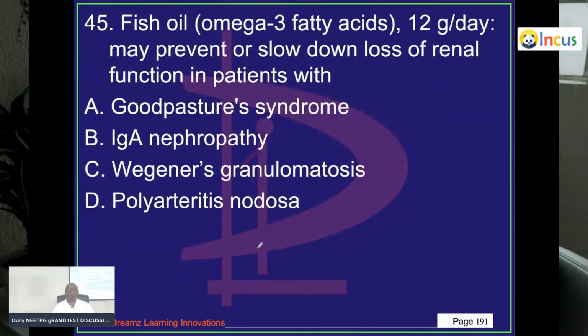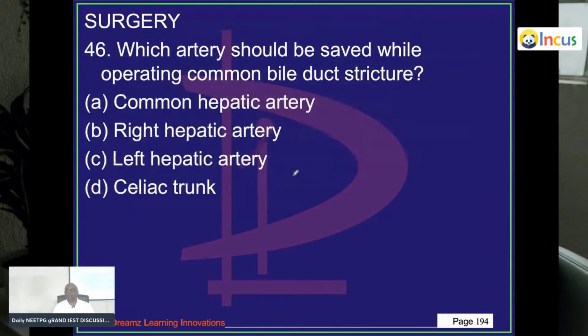So, fish oil can prevent or slow down the loss of renal function in Wegener's granulomatosis. Eat fish, keep Wegener's away. Eat fish, keep Wegener's away.